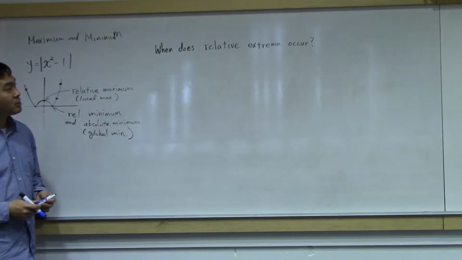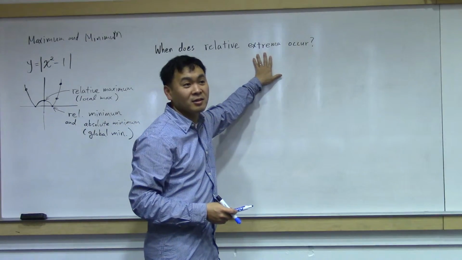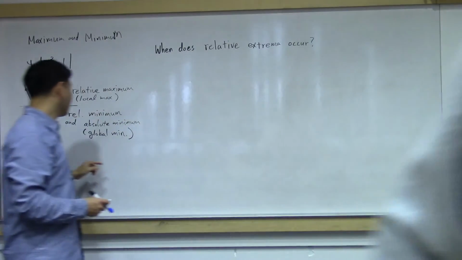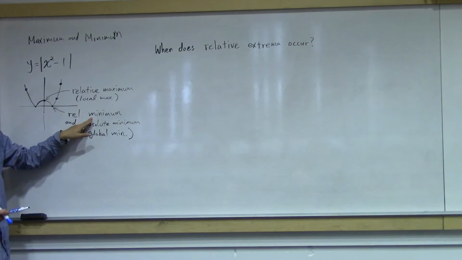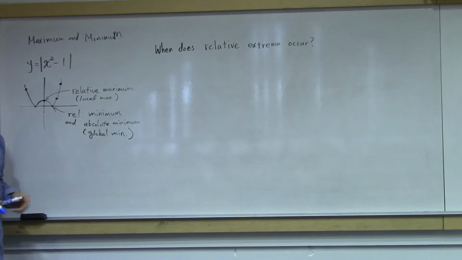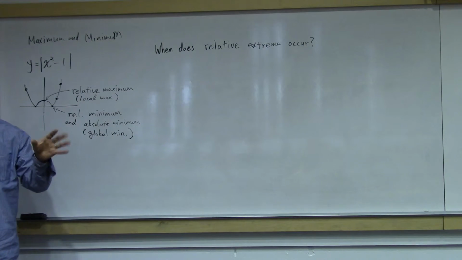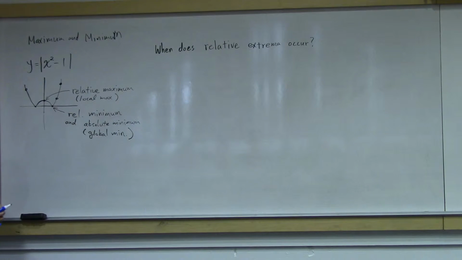Do you know what's the singular of extrema? Extremum, right? Extrema is a plural. Just like minimum is actually a singular, and the plural of minimum is minima. So if you have many relative minimums, well, that's incorrect to say. You have to say many relative minima. Okay? So when do relative extrema occur?